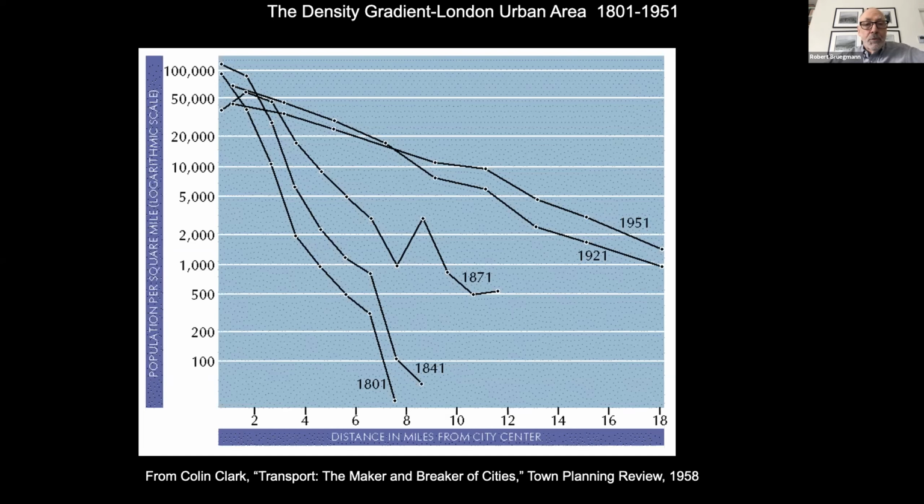And the great breakthrough here occurred when I saw a study by a geographer named Colin Clark, who created this graph showing the decentralization of London from the 19th century up to the time he was writing, right after World War II. And as you can see, the density gradient here shows the number of people per square mile on the vertical axis, and then the distance from the center on the horizontal axis.